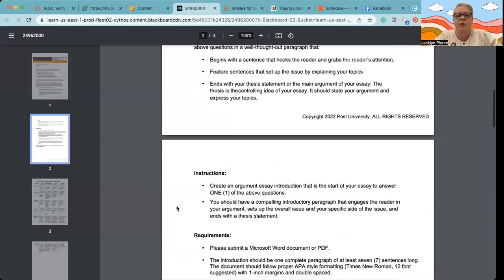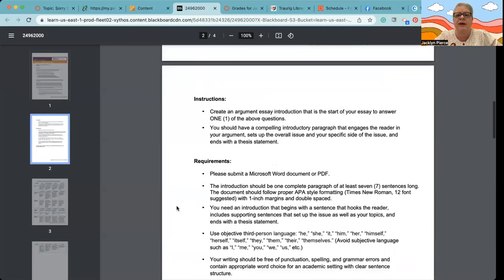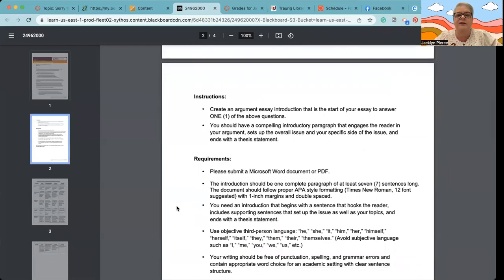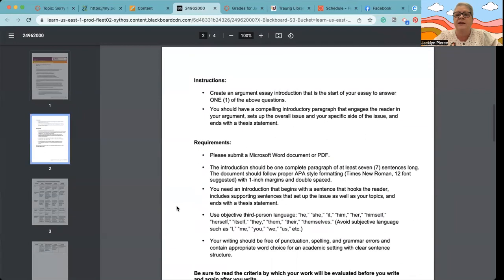So there's the requirements, instructions: create an argument essay introduction that is the start of your essay to answer one of the above questions. This is one and only chance. Now you're going to revise it based on my feedback, but this is one of those times when you turn this in to post, you are also able to include it in your argument essay in week 7. So that will not be counted against you if there's a lot of similarities.